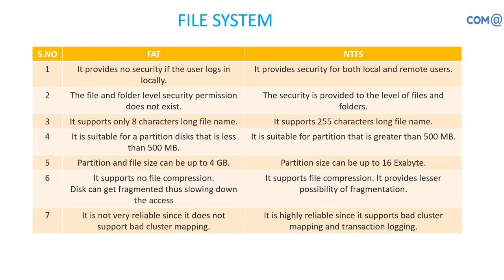FAT doesn't provide support for any compression, whereas here 50% reduction we can get. FAT is not reliable because it is not providing bad cluster mapping. So it will try storing the data in the bad cluster, then later we get the failure message while retrieving the data. But in NTFS, it is protected. So that's the difference between FAT and NTFS.